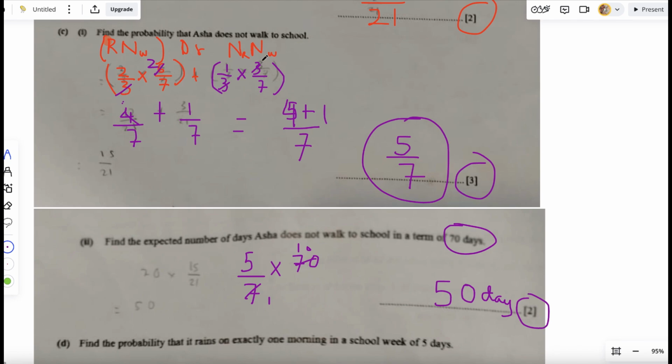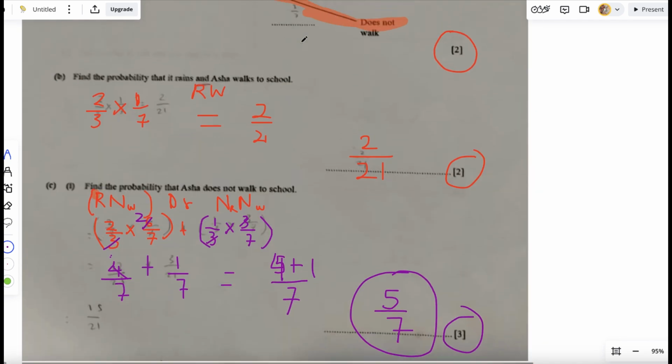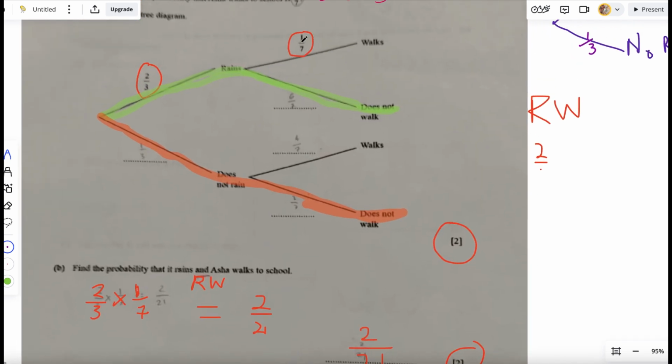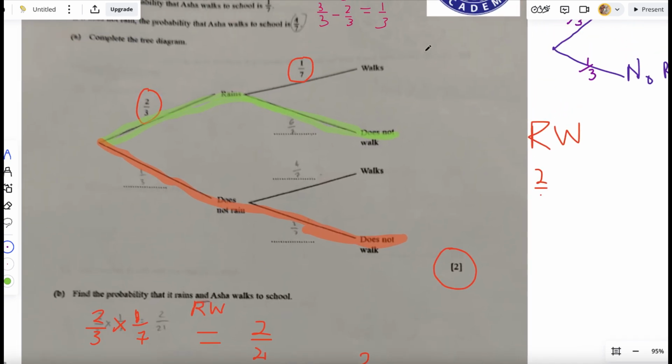Because here we already found the probability that Aisha does not walk to school. If they had told us to find the probability that Aisha walked to school, we would have used this branch and this branch. If they had asked us to calculate the probability that Aisha walked to school, it would have been this branch and this branch for walking to school.